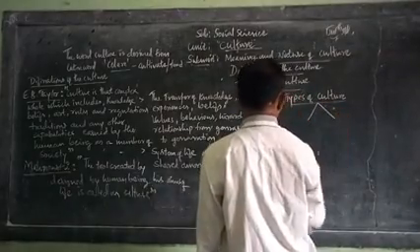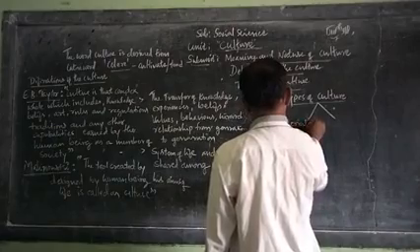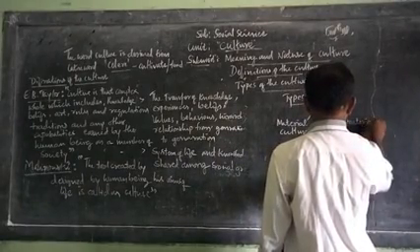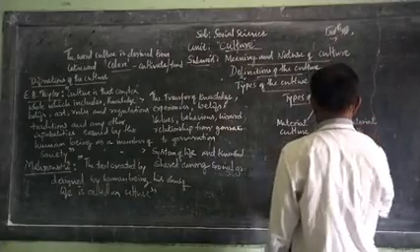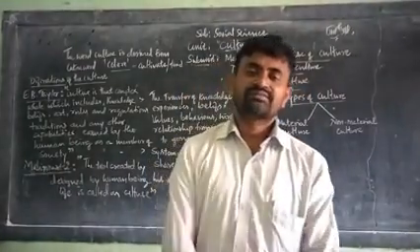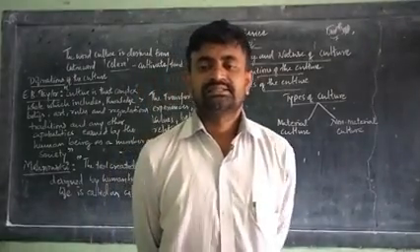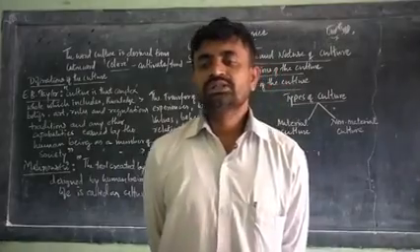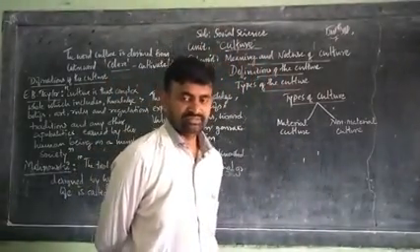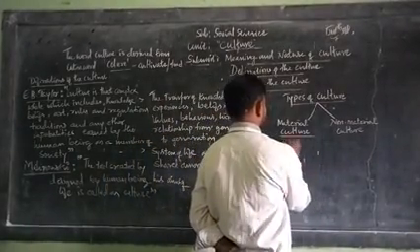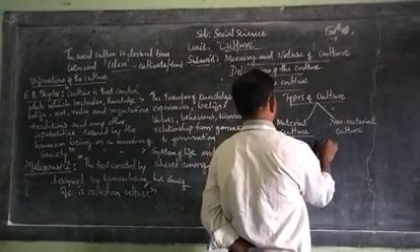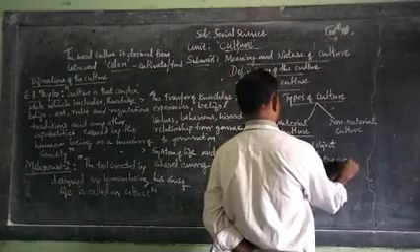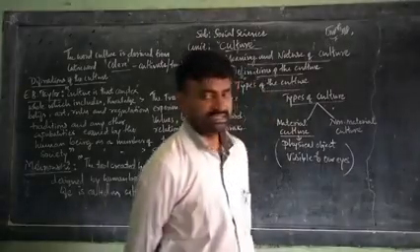Culture can be divided into material culture, and another one is non-material culture. Material culture includes all those physical objects that are visible to eyes. Material culture includes physical objects visible to our eyes. That is what we call material culture.